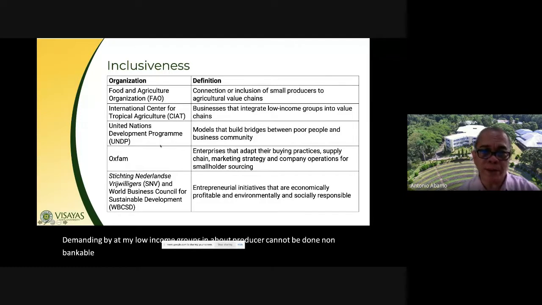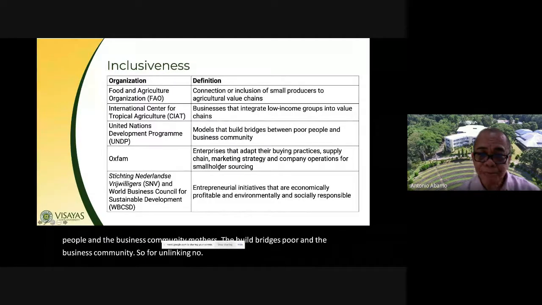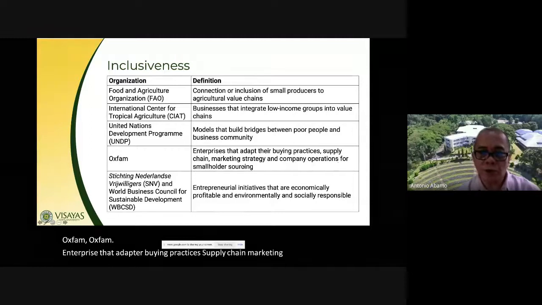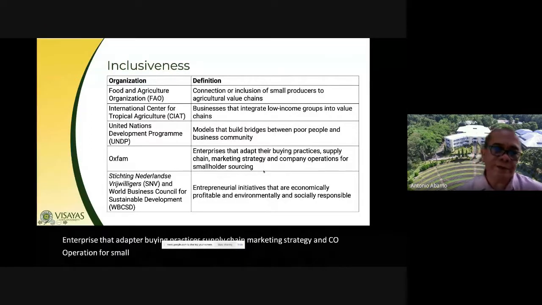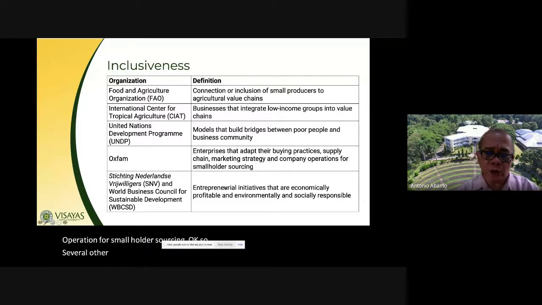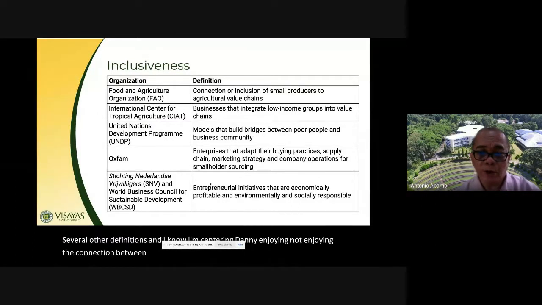UNDP, their definition of inclusiveness: models that build bridges between poor people and the business community. Models that build bridges, poor and the business community. So, talagang linking, no? Oxfam: enterprises that adapt their buying practices, supply chain, marketing strategy, and company operation for smallholder sourcing. So, there are several other definitions. Enjoying the connection between smallholder producer groups with the business community.